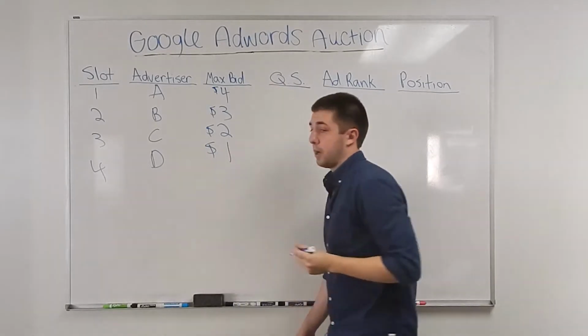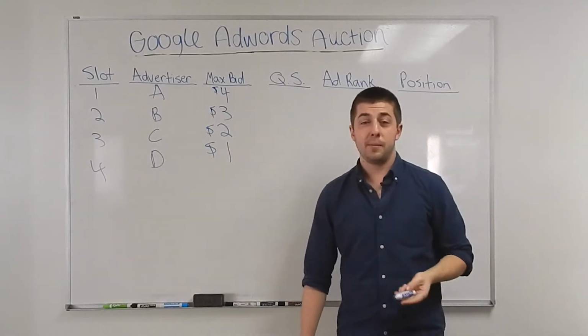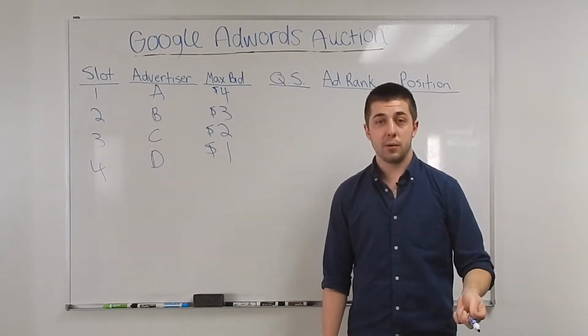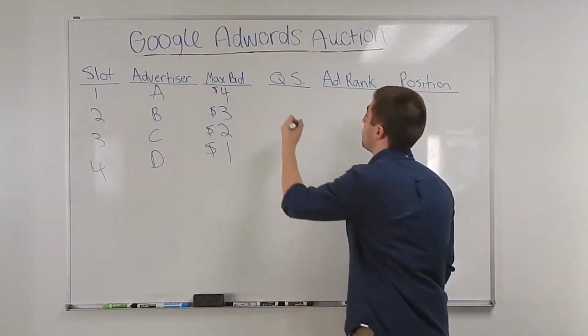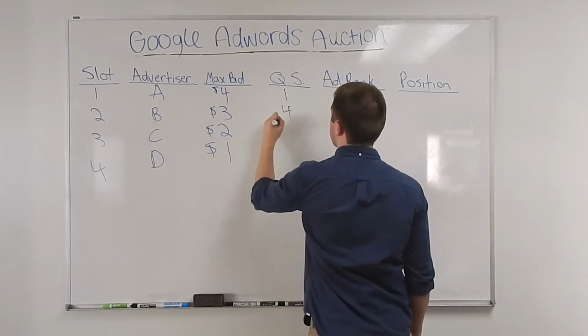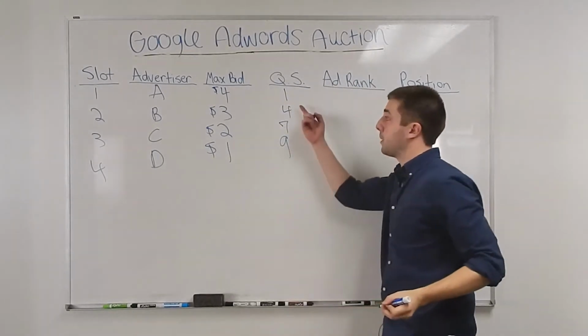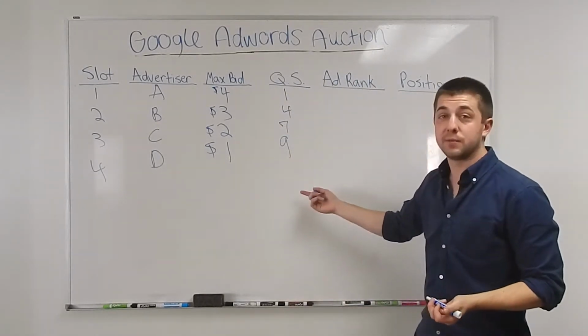This time, let's say that advertiser A is willing to bid $4, advertiser B $3, advertiser C $2, and advertiser D $1. So based off of that, this is where Google would actually go in after you've made these bids, and they're going to assess your quality score. So let's just say that Google gives them 1, 4, 7, 9. A reminder, 1 is a very poor quality score and 9 is a very good one.